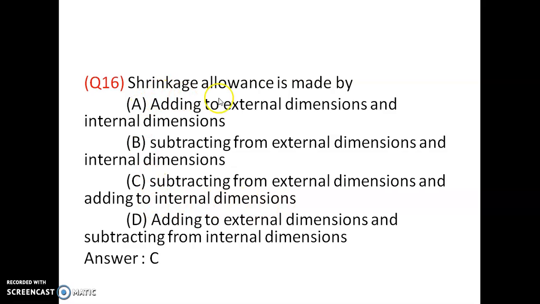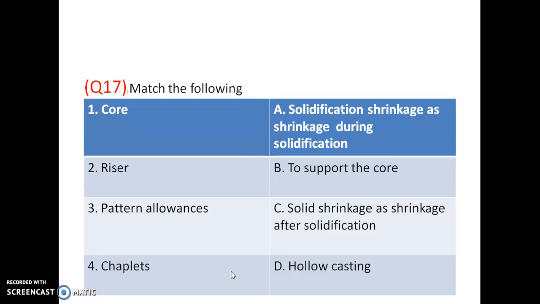So during the shrinkage process, the metal contracts in size, so it has to be subtracted from the external dimensions and added to the internal dimensions. The pattern should be smaller in size. So option C is correct.